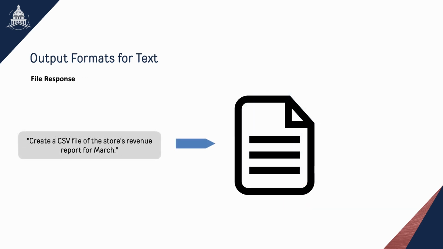There is also file generation. File generation or file responses involve generating files ready for download. For example, you can prompt, create a CSV file of the store's revenue reports for March. The AI can produce data outputs that can be downloaded or integrated into tools.